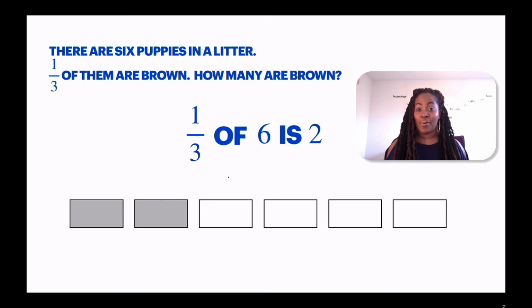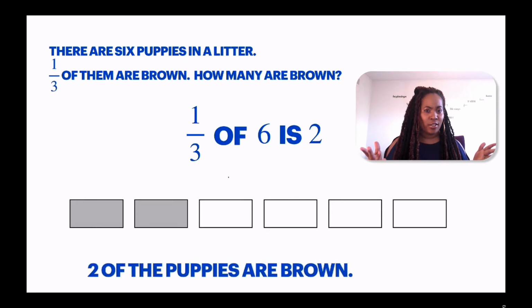You guys are doing so well. I think that you guys can do one more. What do you think? But always make sure that you answer the question. 2 of the puppies are brown. Good. Now let's go on to another example.